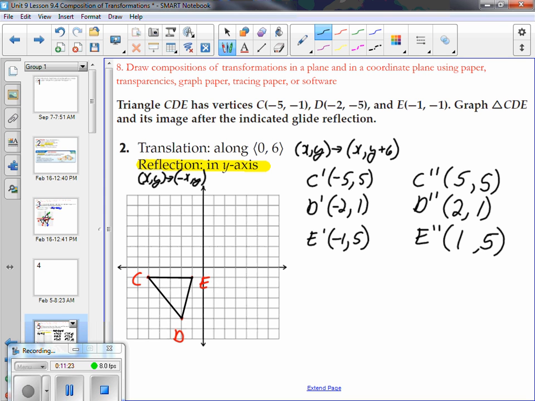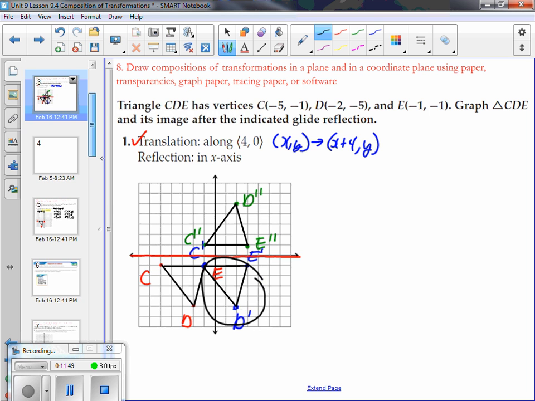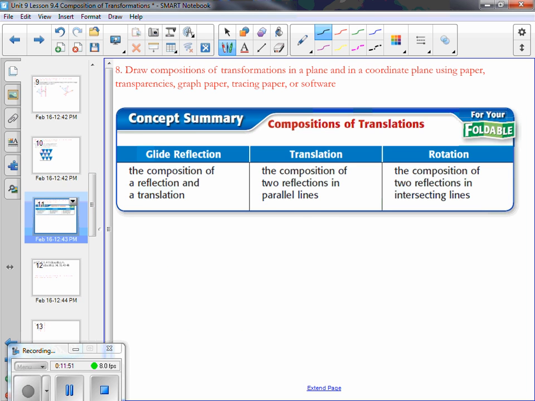And now I can graph that. Okay? And if I'm following the directions right, it says to graph triangle CDE, which I did, and its image after the indicated glide reflection. So I don't have to have that one on my graph to still follow the directions, do I? It's not wrong to have it on there because that's how I figured out where the resulting image was going to be. But I'm still following.